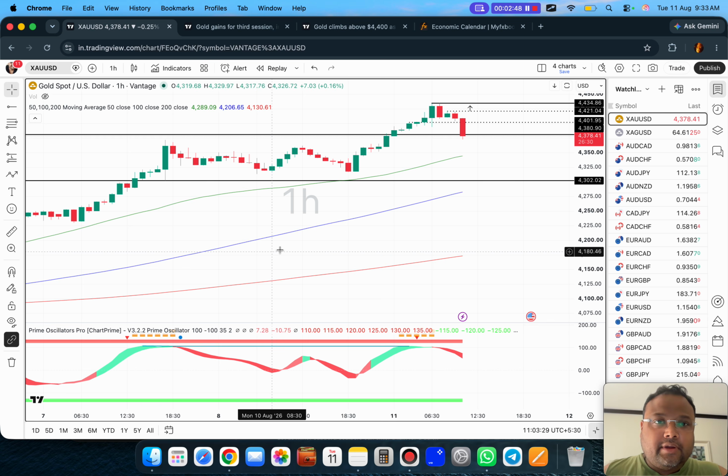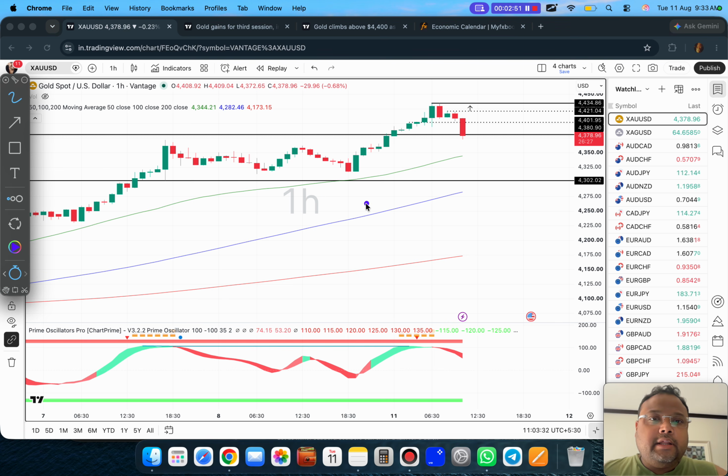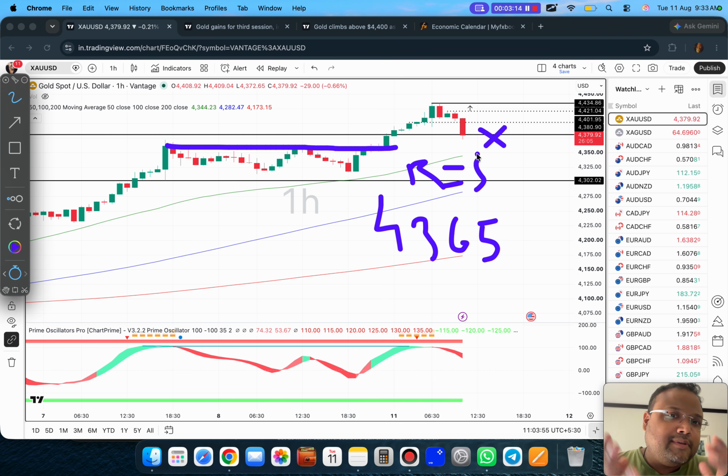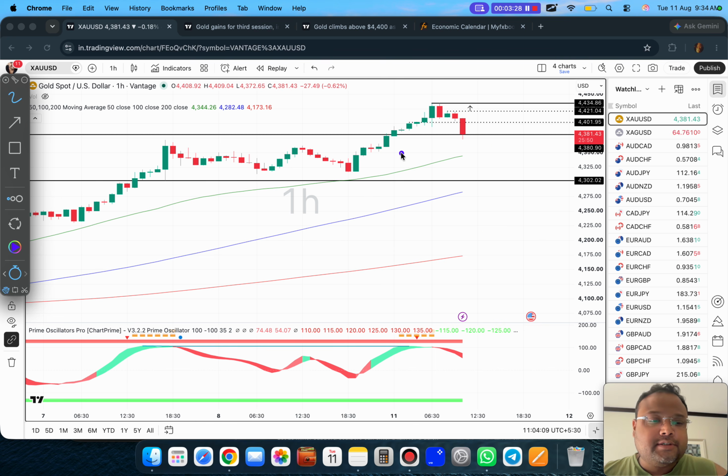In case it fails, then we can look for the next support around 4365. Why 4365? Same logic: the previous resistance will be working as support here. So 4365 is the second support, where you can look for a buy if this fails. Right now, I'm expecting the zone to work because I also have my buy position. Where is my stop loss? No, I do not have any stop loss as of now. But these are the two trading opportunities that I see on the chart of gold from the technical perspective.